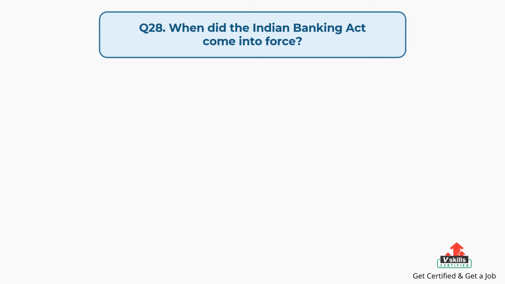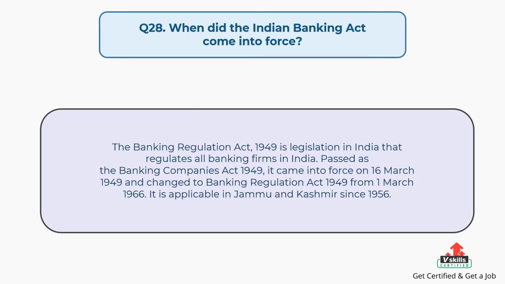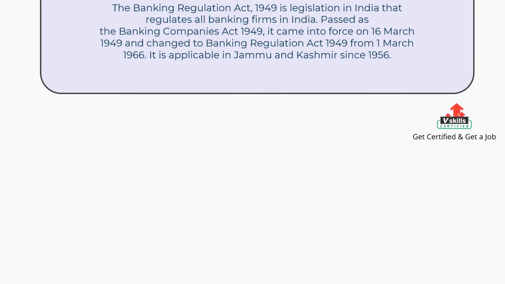Question number 28. When did the Indian Banking Act come into force? The answer is, the Banking Regulation Act, 1949 is legislation in India that regulates all banking firms in India. Passed as the Banking Companies Act 1949, it came into force on March 16, 1949 and changed to Banking Regulation Act 1949 from March 1, 1966. It is applicable in Jammu and Kashmir since 1956.